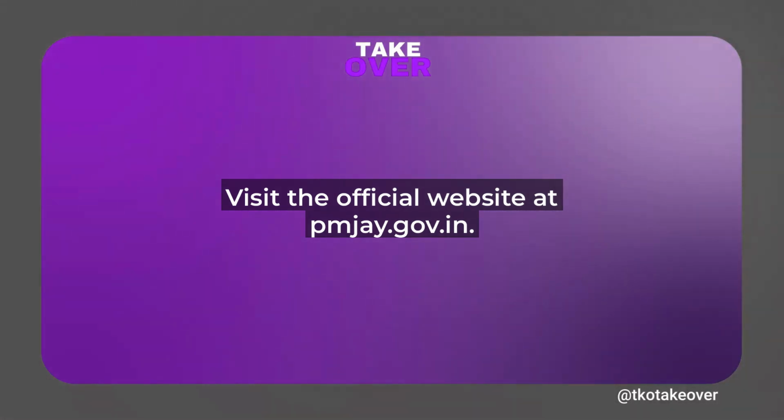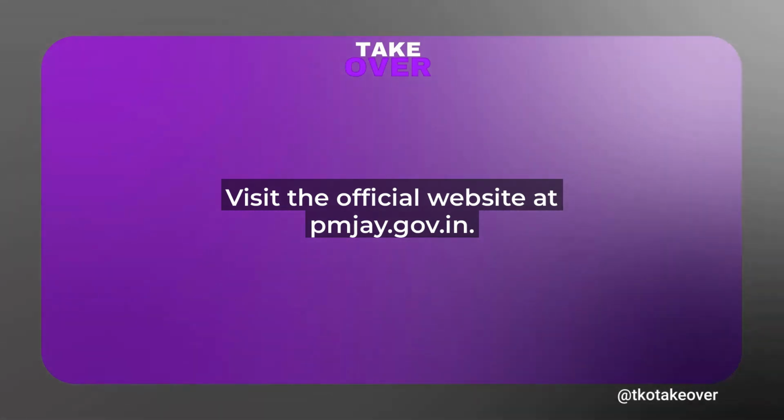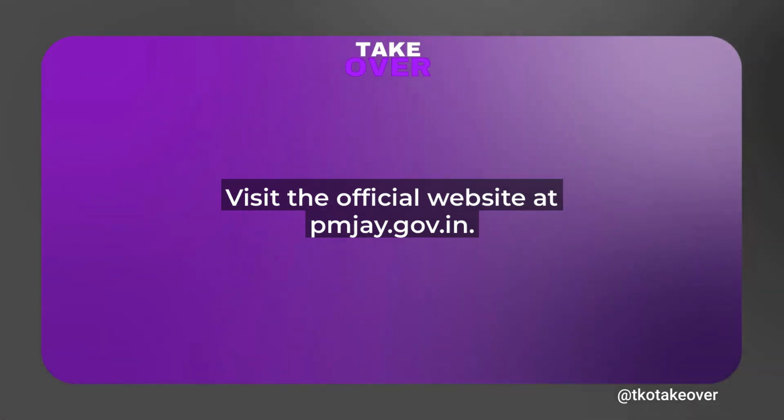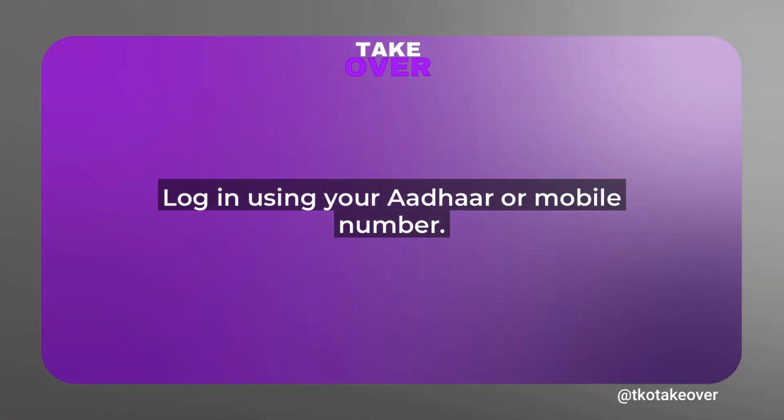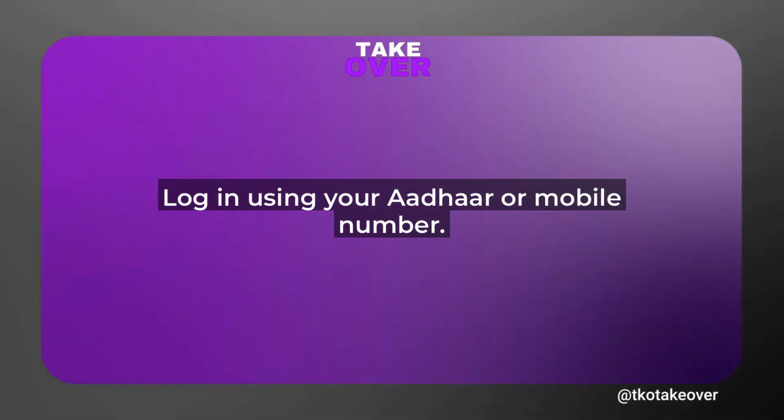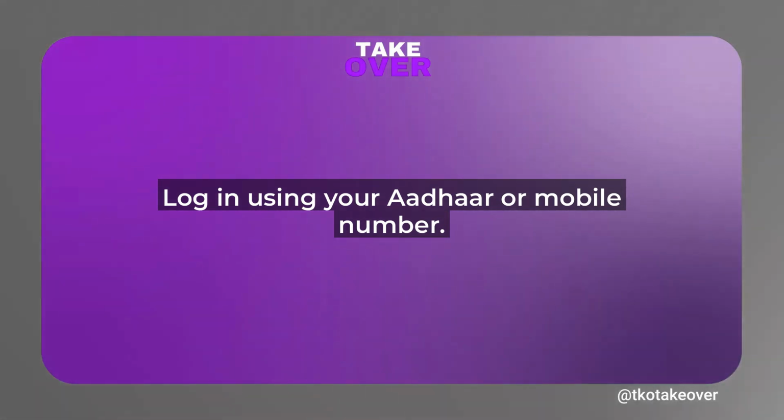First things first, make sure you have your PMJAY card handy, along with your registered mobile number and Aadhaar details. This will make the process a breeze. Step 1. Open your web browser and head to the official PMJAY website at pmjay.gov.in. It's crucial to use the authentic site to avoid any scams.